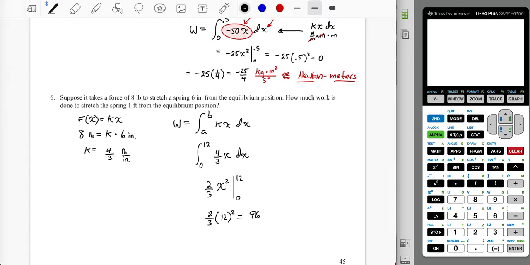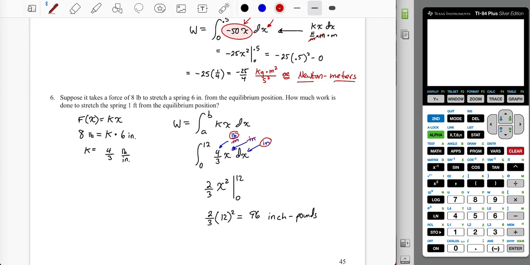All right, so this is 96 inch pounds. Again, I'll annotate it a little bit here. We said that this is pounds per inch, we said that this was inch, and this is inch. So a pair of inches cancel. Pounds multiplied by inches, inch pounds. I wrote it out because again, it looks like subtraction if I don't.